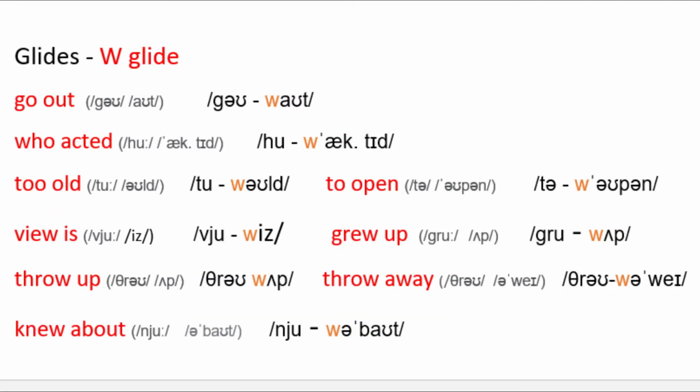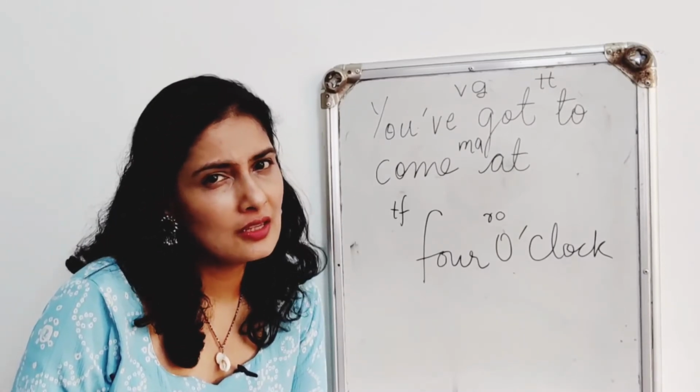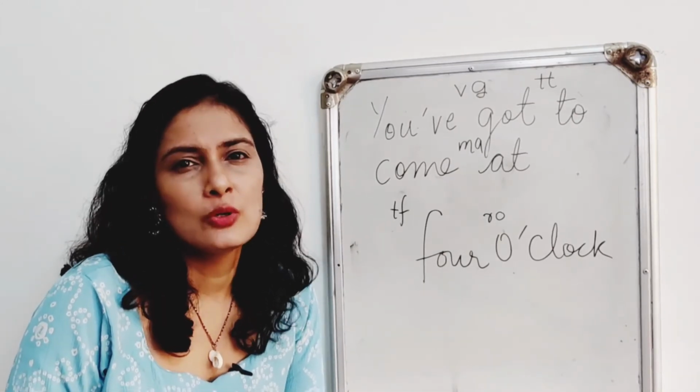Now we move to the oo glide. In some words, your mouth is in an oo position when you end it. Like when you say "go," your mouth is in an oo position. Go out, go out. Who acted, to hold, to open, view is, grew up, throw away, knew about. You need to practice with sentences which have these stop consonants and continuous consonants. A couple of practices and you would be good to go.